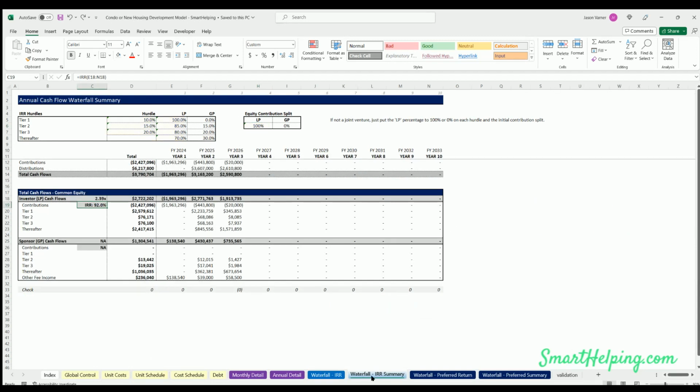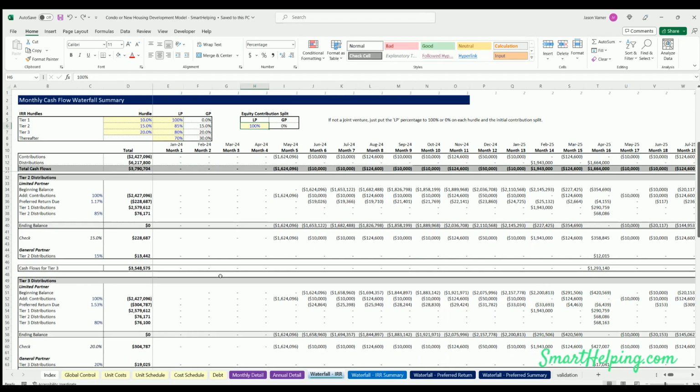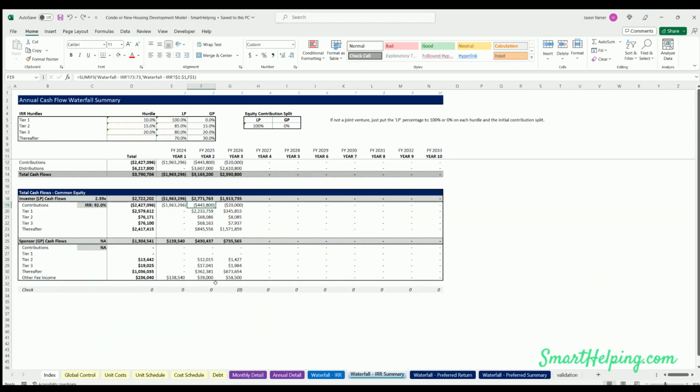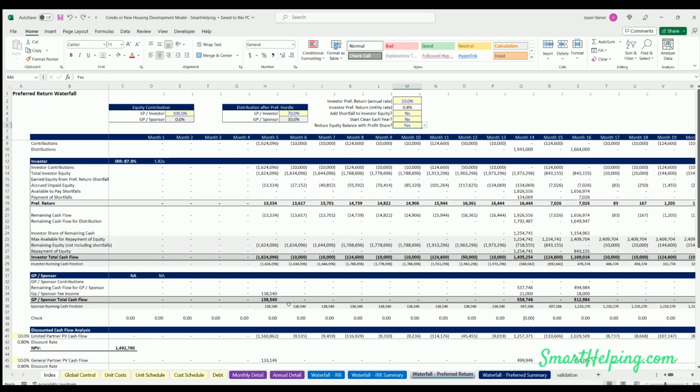So the waterfall IRR summary is just showing you the annual detail each year of what I just showed you on a monthly level. Pretty straightforward. I brought in some of this data up top just so it's visible, but you don't need to edit any of that. Then the waterfall preferred return here, you can see it's monthly.